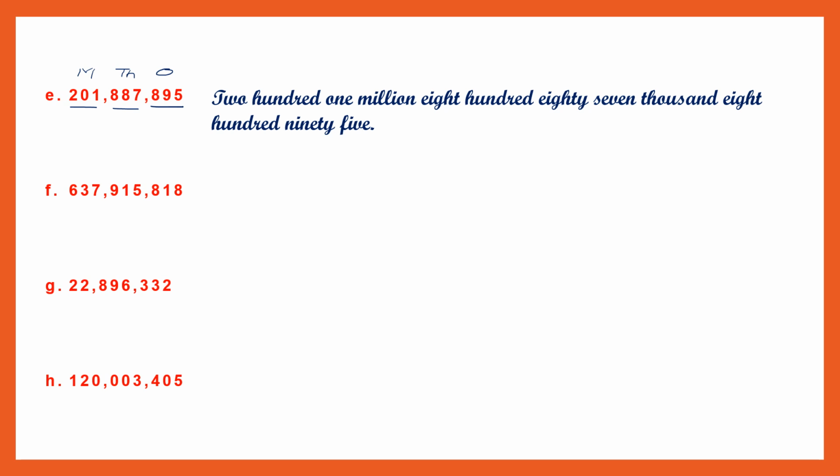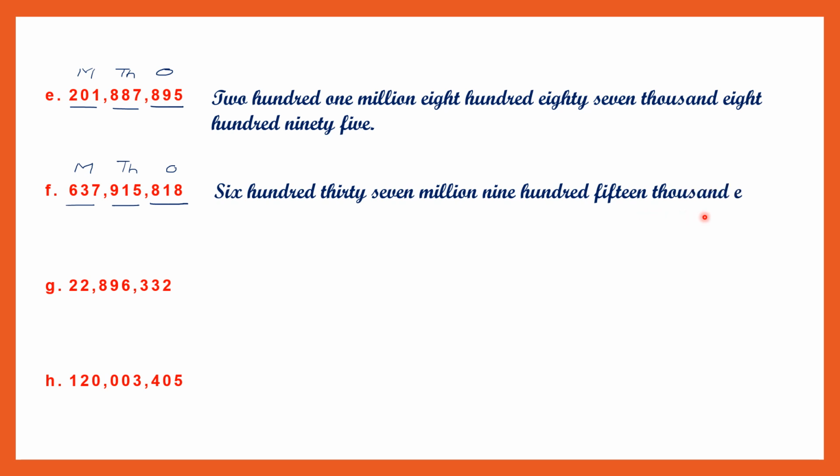Now the next number. Again, here we have 818 in the ones period, 915 in the thousands period, 637 in the millions period. So how do we read this? 637,915,818. 637,915,818.